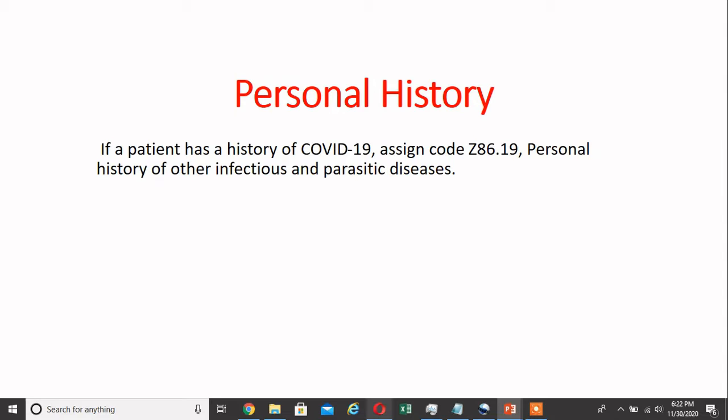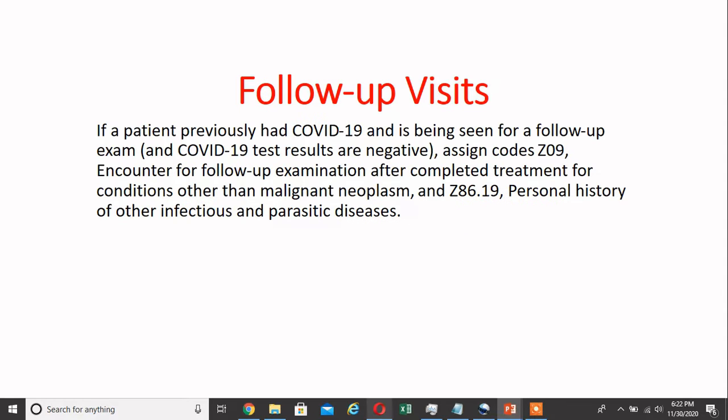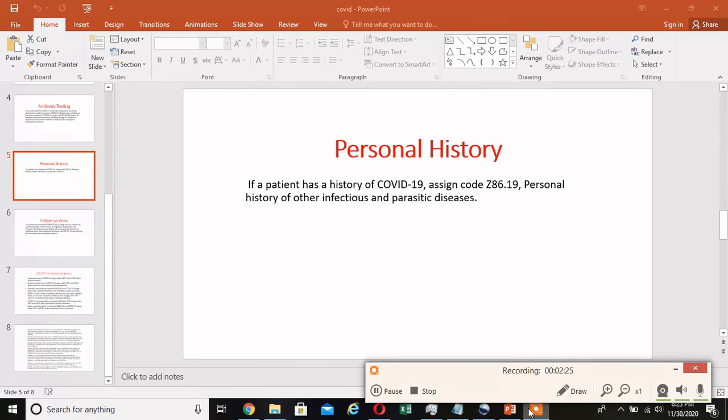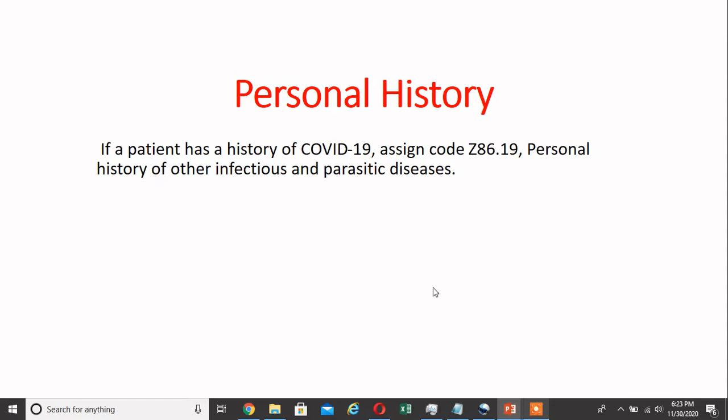For personal history, we have a specific code. There is a history code for personal history of other infectious and parasitic diseases, that is Z86.19.